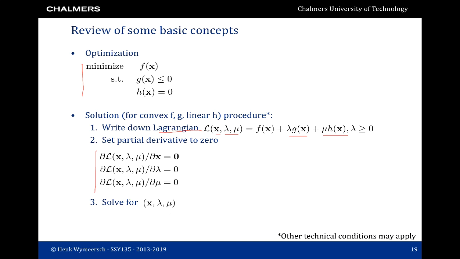In some cases you can find an analytical solution, but in many cases you need to do some numerical solving. So for most problems, this will give you a stationary point, which can be a saddle point. It can also be a local optimum. When the problem is convex, so that means that f is a convex function, so it's shaped like a bowl, g is convex and h is linear, then this procedure will lead to the optimal solution. There's only one global optimum, and this procedure will find it.